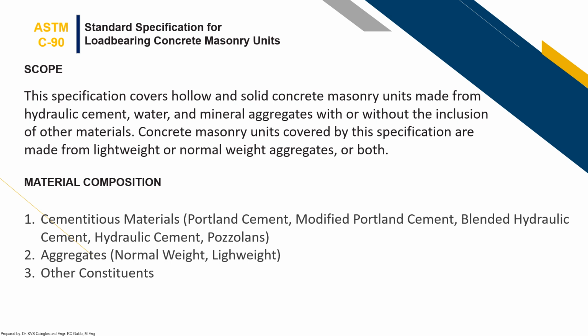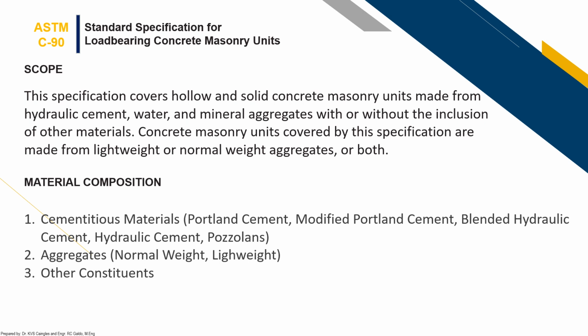Okay. So those were the provisions under the standard specification for non-load bearing concrete masonry units. Now we proceed to the ASTM C90 or the standard specification for load bearing concrete masonry units. This specification covers hollow and solid concrete masonry units made from hydraulic cement, water, and mineral aggregates, with or without the inclusion of other materials. Concrete masonry units covered by this specification are made from lightweight or normal weight aggregates or both.